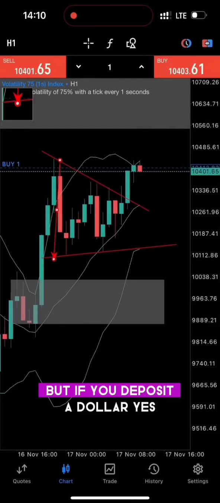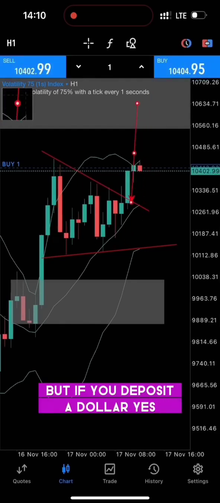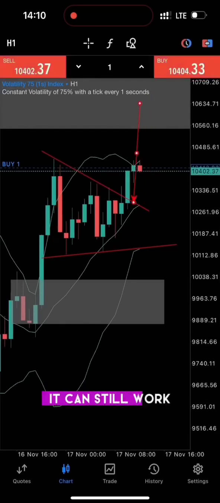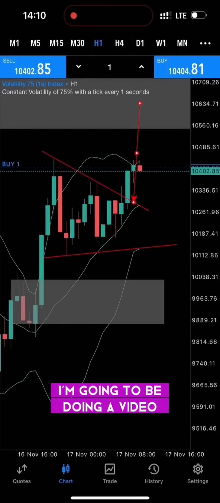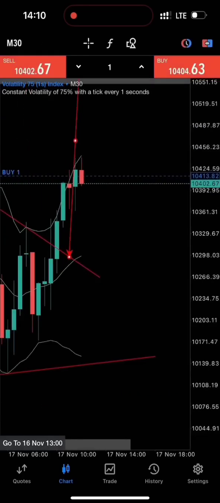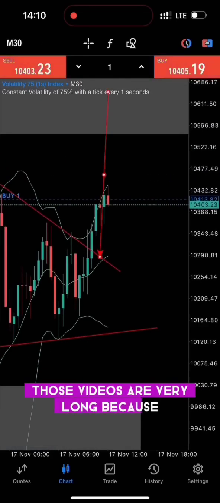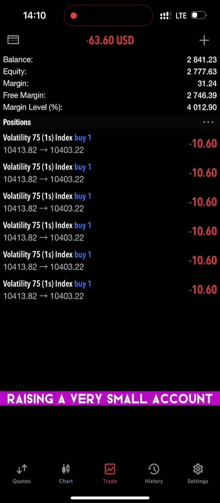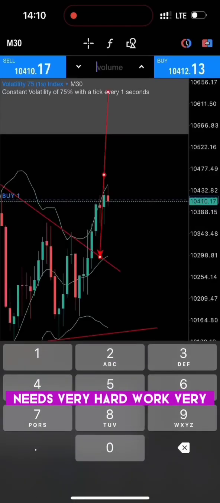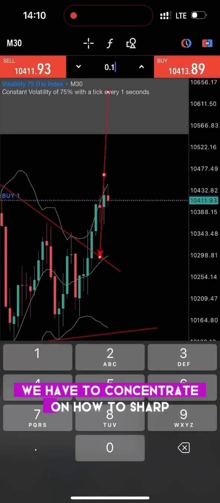But if you deposit $1, yes, it can still work. I'm going to be doing a video for you on that. Those videos are very long because raising a very small account needs very hard work. We have to concentrate on how to get a sharp entry.